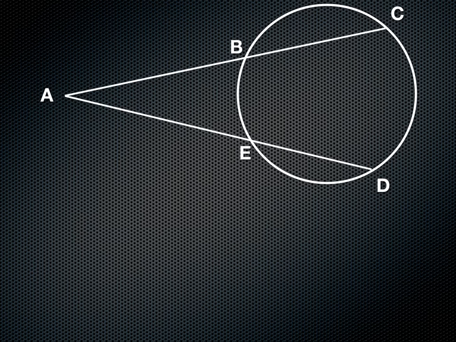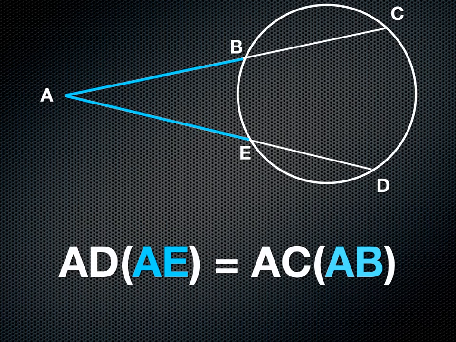If you notice, the external segment of secant segment AC would be AB, and the external segment of secant segment AD would be AE. This theorem states that the whole secant segment AD times its external segment AE would be equal to the whole secant segment AC times its external segment AB.